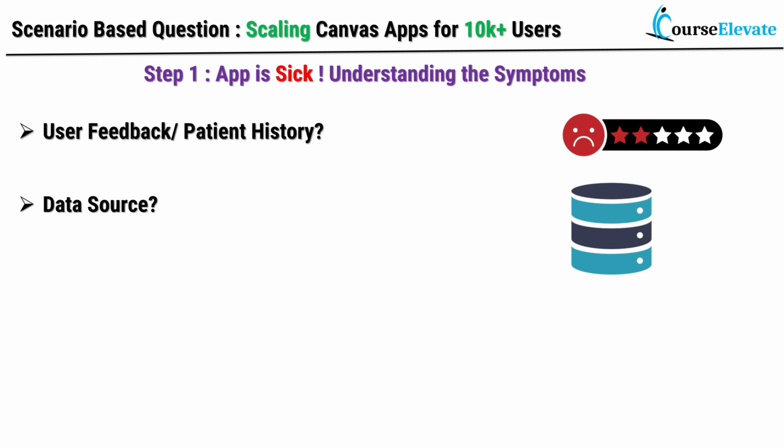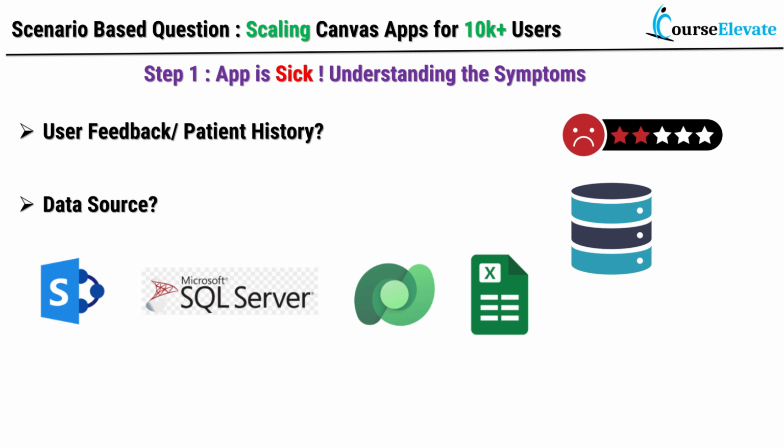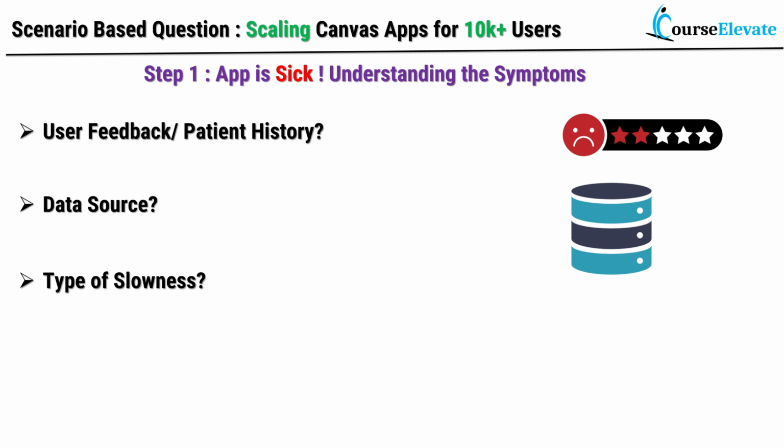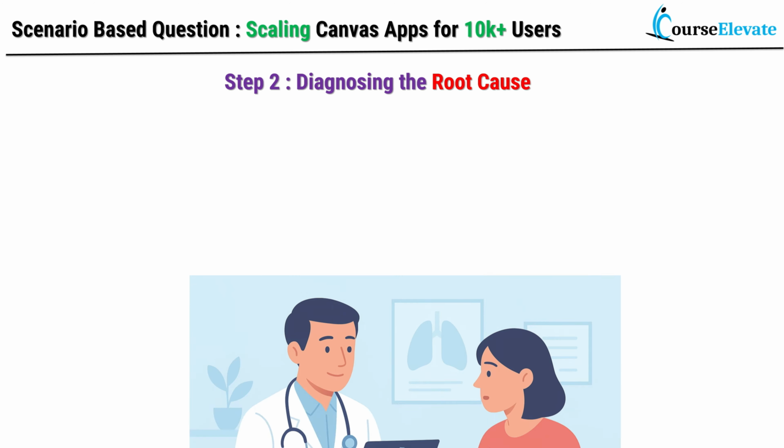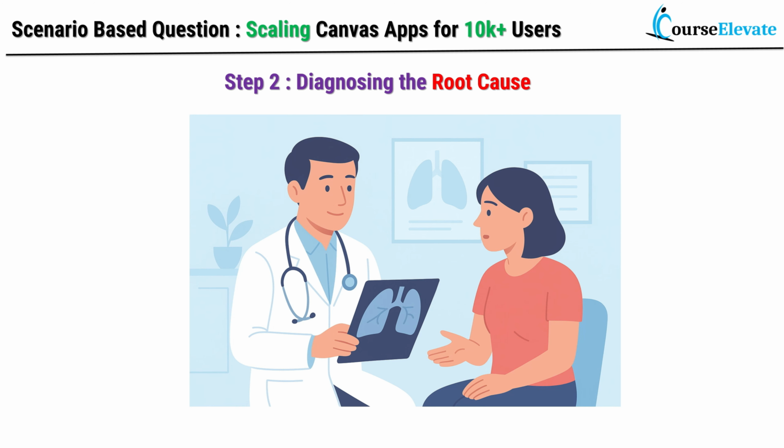Which data source are we dealing with? SharePoint, SQL, Dataverse, or a plain Excel? How does it hurt? Is the issue in loading, submitting data, or just scrolling a gallery? And most importantly, which group of users is feeling the pain? All users or some specific users? Just like a doctor uses an X-ray before prescribing a treatment, we first take an X-ray of the app, diagnose it. Without the right diagnosis, the fix won't work.